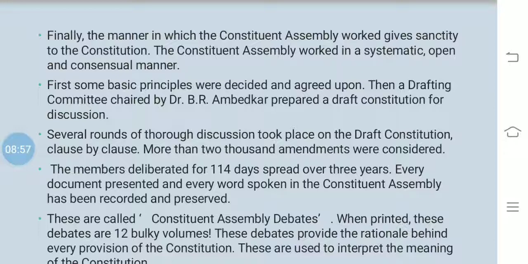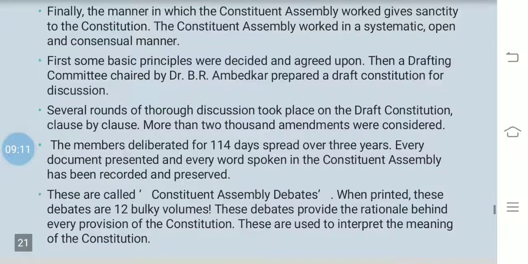And you must know there were different committees, and one of the committees that you must remember is the drafting committee. Seven members were there in the drafting committee, and who was the president of the drafting committee? It was Dr. B.R. Ambedkar.